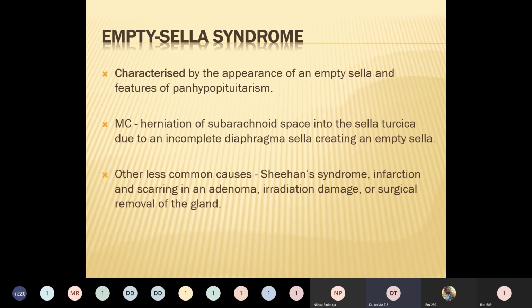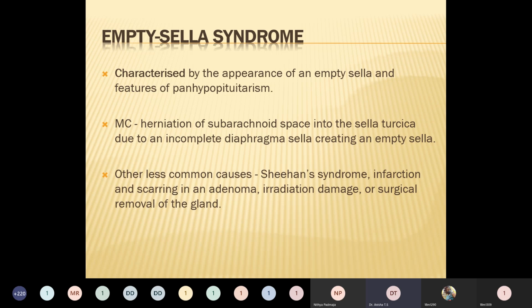What is empty sella syndrome? I told you that the pituitary is present in a space at the base of the brain called the sella turcica. So whenever there is empty sella, that is when there is no pituitary present in the sella turcica. It is characterized by empty sella and features of panhypopituitarism. Pan means all, hypo means low, pituitarism means all the hormones of the pituitary are deficient.